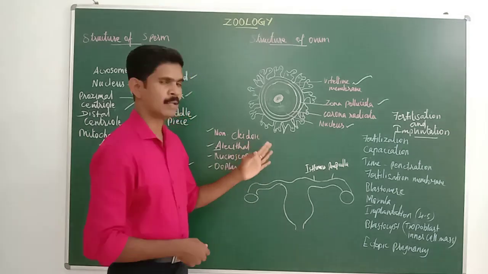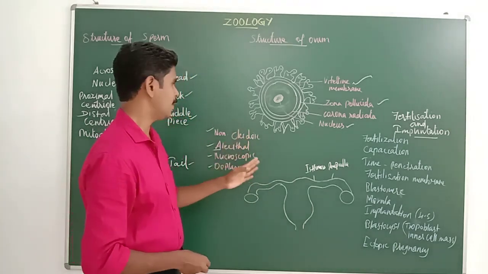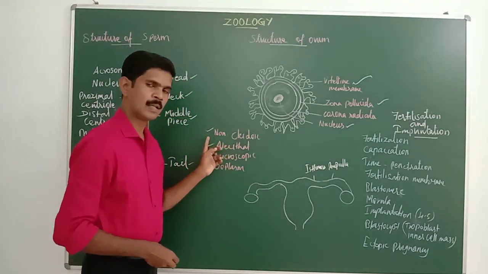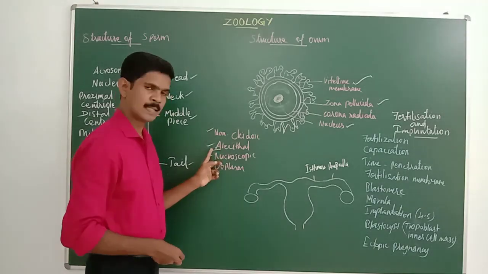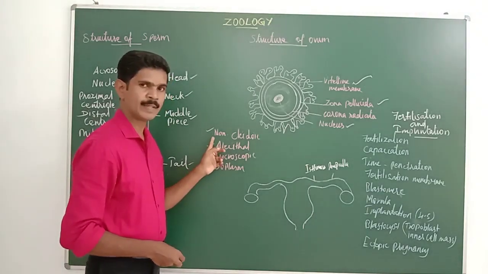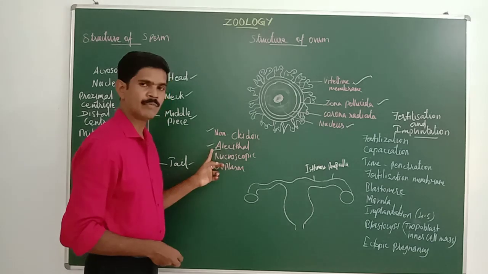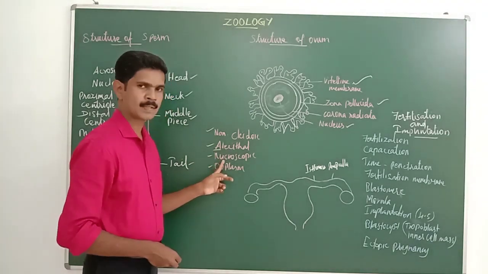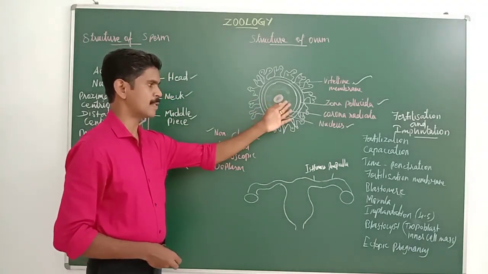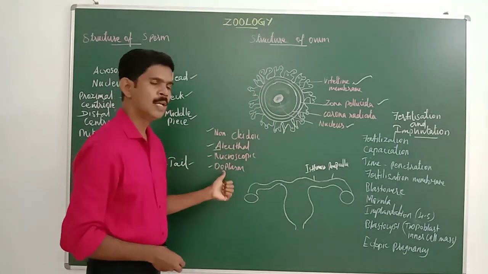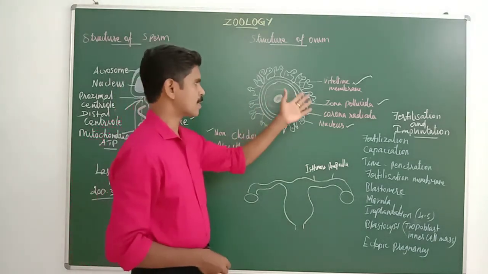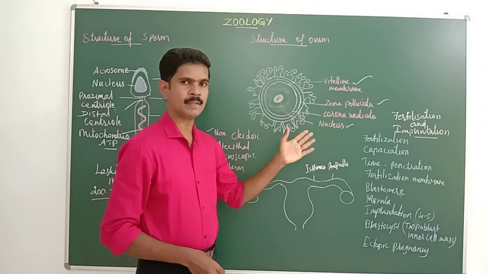So once again, let me repeat all the points about our human egg. The human egg is a non-yolky egg, meaning the absence of yolk. And some microscopic structure, in the central region cytoplasm is there. The cytoplasm is otherwise called ooplasm. Then on the outer side, the egg is covered with 3 membranes.